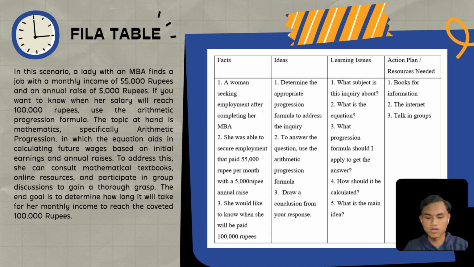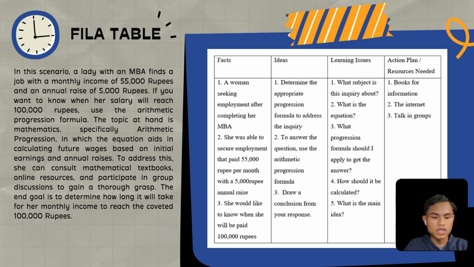To address this, she can consult mathematical textbooks, online resources, and participate in group discussion to get a thorough grasp. The end goal is to determine how long it will take for her monthly income to reach the coveted 100,000 rupees. So for the first part, we got facts. First fact is a woman seeking employment after completing her MBA. Second, she was able to secure employment that paid 55,000 rupees per month with a 5,000 rupee annual raise. Third, she would like to know when she will be paid 100,000 rupees.